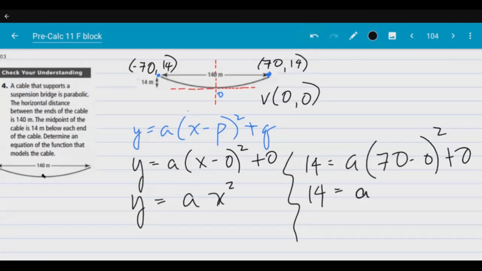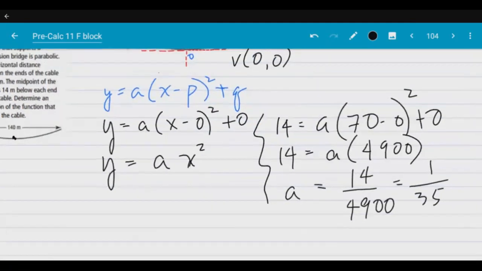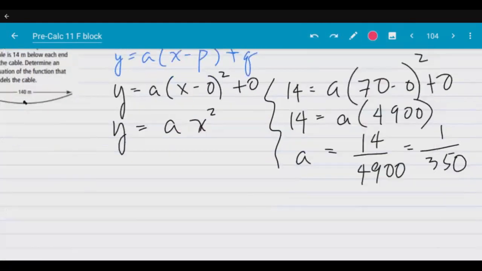14 equals A times 70 squared, which is 4,900. All right. And A is equal to, dividing both sides by 4,900, 14 over 4,900, or 1 over 350. So if we look back to this equation, wherein we only need the A, and we have solved for A, we now are ready to create the final equation, which is Y equals 1 over 350 X squared. And there is your answer.